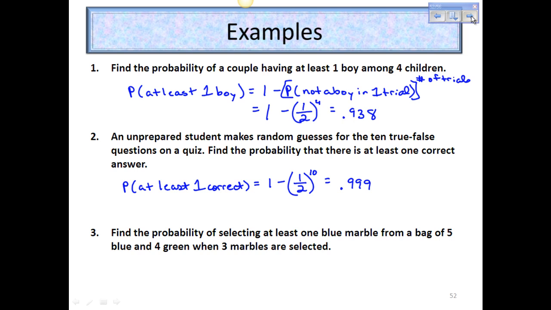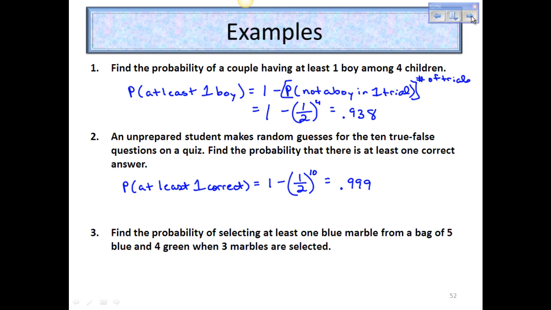Now, on example 3, find the probability of selecting at least one blue marble from a bag of 5 blue and 4 green when 3 marbles are selected. And these marbles are selected without replacement. So, when we select these, these are going to be dependent events. The fact that we select the first one is going to affect the probability that we select the second one.